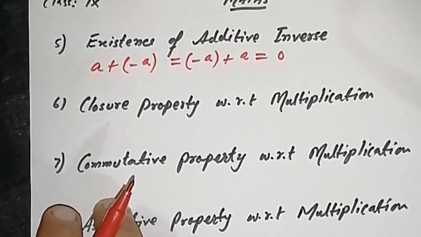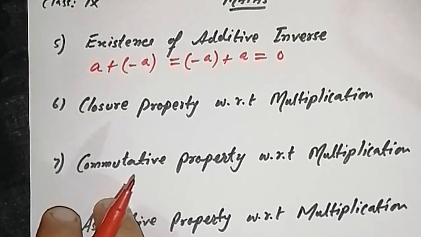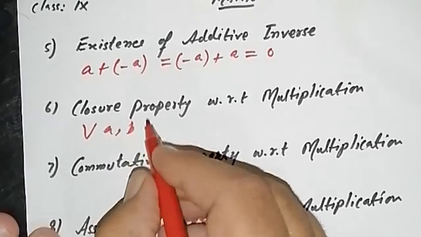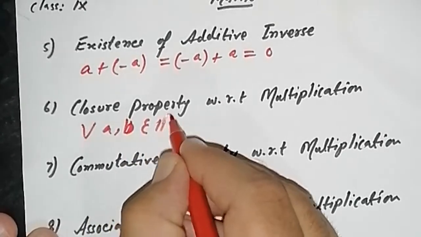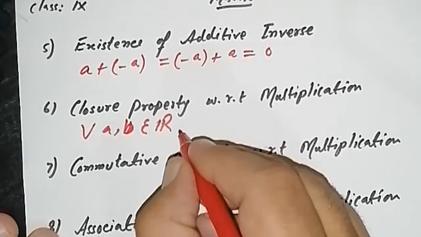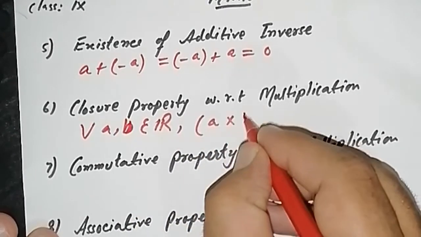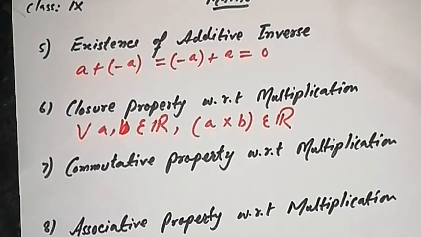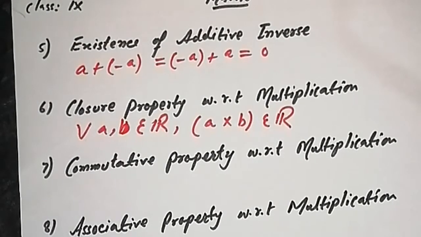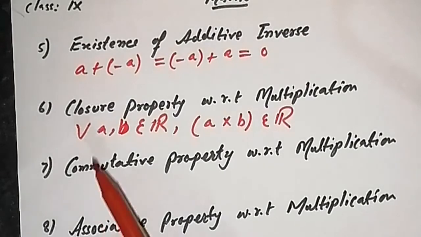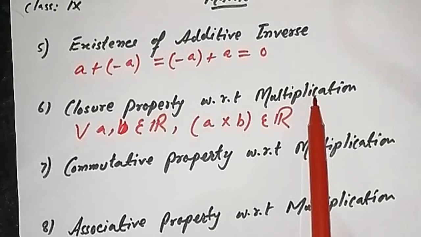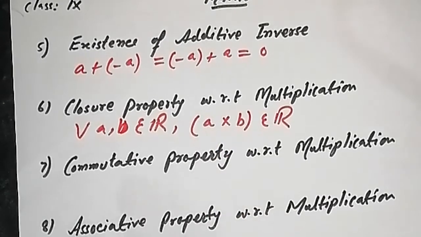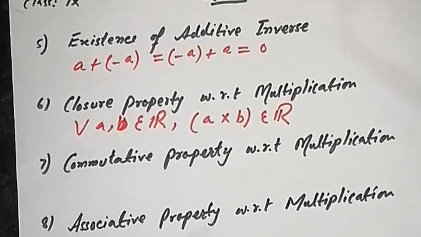Next property, closure property with respect to multiplication. Multiplication of any two real numbers is a real number. a and b belong to R, and a multiplied by b belongs to R. If we multiply two numbers, then the result will be a real number. So this property is called closure property with respect to multiplication, because the sign involved in it is the multiply sign.